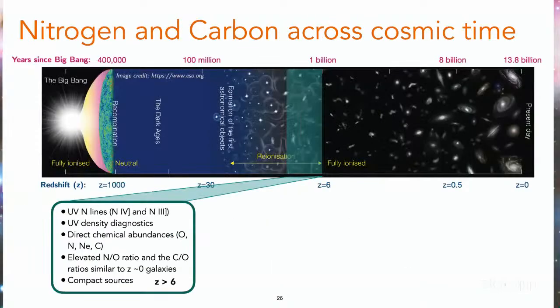Just to say something about the high-redshift galaxies, one of the things that people more or less agree on is that some of these galaxies have very strong nitrogen lines, nitrogen IV and nitrogen III, that are very weird in the local universe. You can trace different diagnostics that give you high-density gas for these galaxies. You can derive direct chemical abundances, which show elevated nitrogen overall, R34, but carbon seems to be very local. And another thing is that there are compact sources.